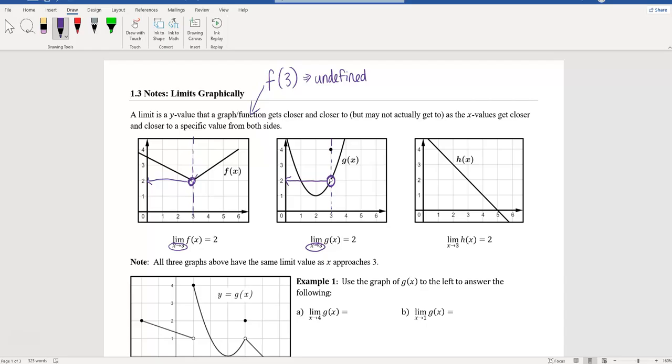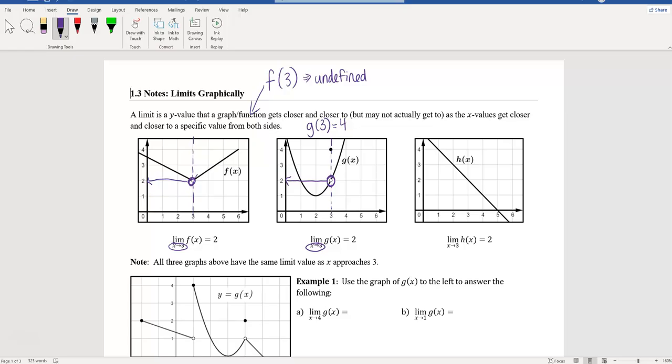Now, in this case, for g of x, I've got an open circle, that dot's not included, but I also have that closed circle up higher, right? What would g of 3 be? It's going to be 4. It's the y value of that closed circle. These two things don't have to match for the limit to exist. Even when you've got that extra point somewhere, it's okay. You're still getting closer and closer to that y value of 2, right?